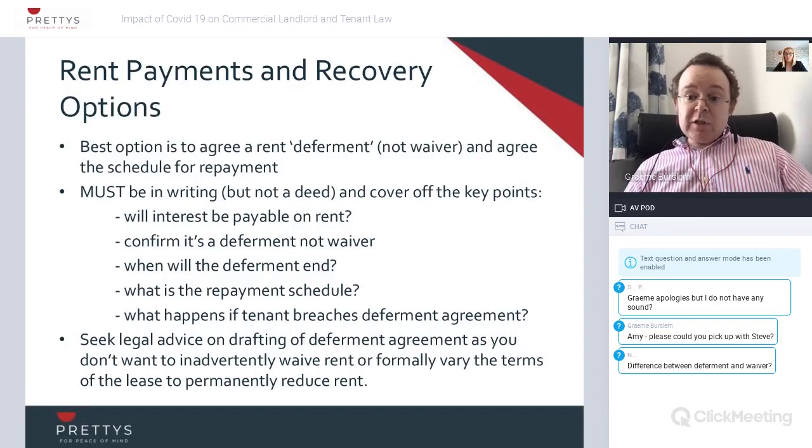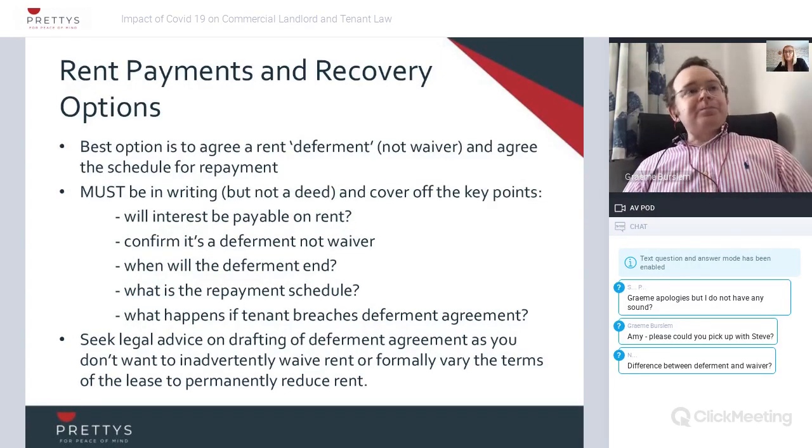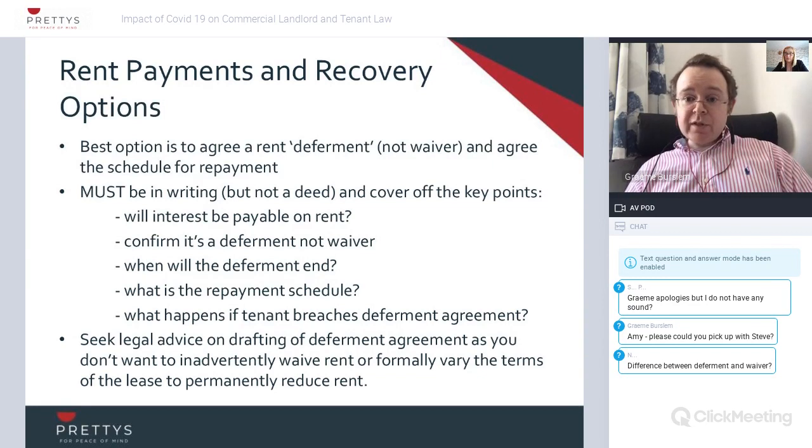You need to make it express, be explicit as to how long the deferment period is going to last. And one general point, but hopefully a useful one: although often when we see that clients have put things together themselves, there does seem to be a temptation to automatically put at the bottom of them, signed and executed as a deed. The danger with doing that, of course, is that you might accidentally create a permanent variation to the lease, which may or may not have some unexpected side effects.